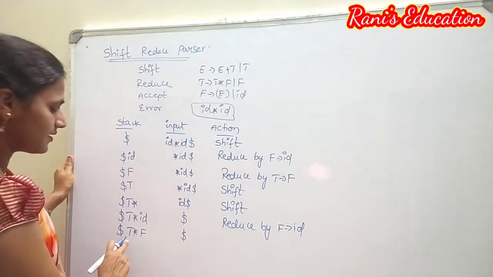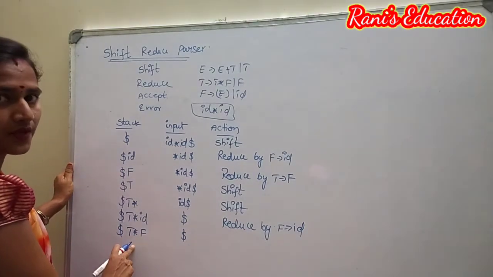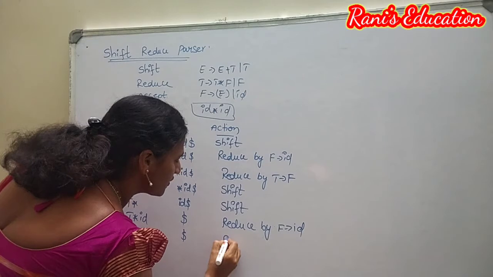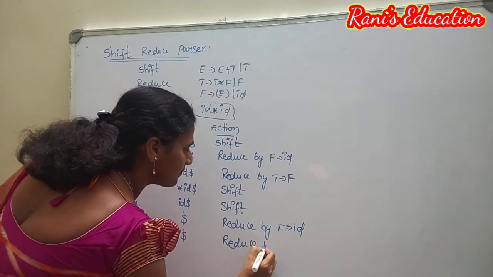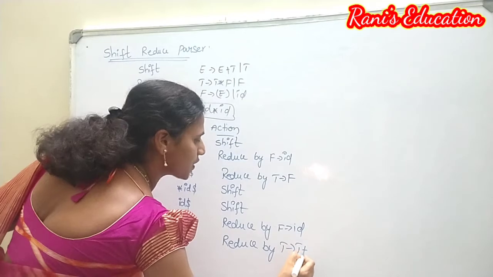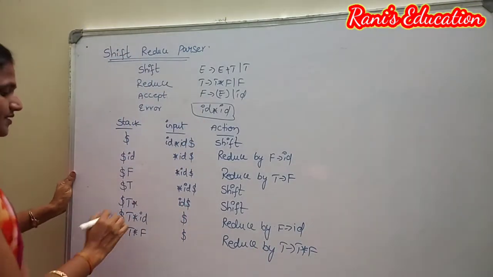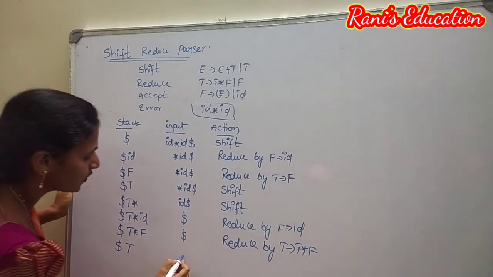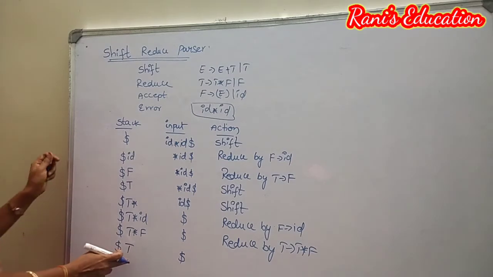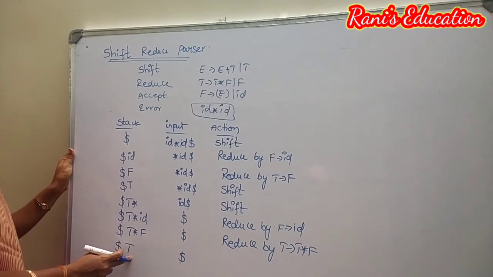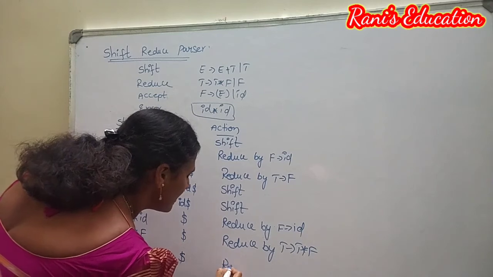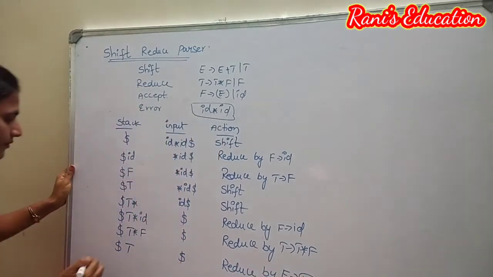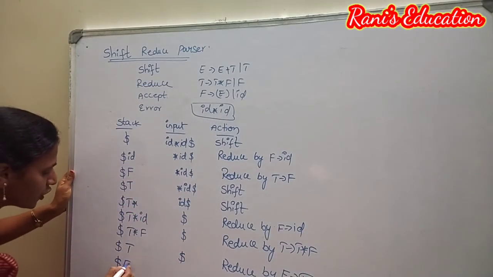Then, is there any proper production to reduce this T star F in the given grammar? Yes, we have. So I am going to reduce this by T → T star F. Now this T star F is replaced with T. Now the input is dollar only. Now is there any proper reduction for the top of the stack symbol? Yes, we have. That is, reduce by E → T. Now the stack becomes dollar followed by E.